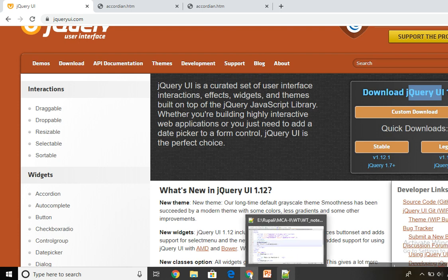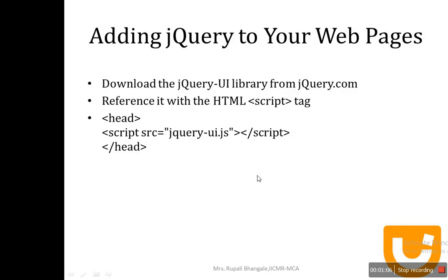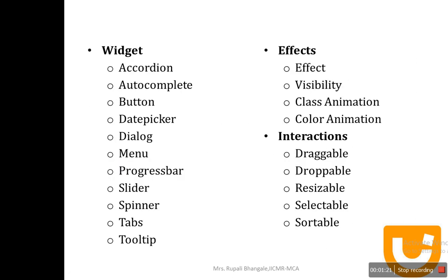So let's see how you can import this. After downloading, you will import it using script src, as you were importing the normal jQuery resource file. So without wasting time, let's discuss some of the jQuery UI widgets. First of all, we'll see the accordion. Now what do you mean by accordion?